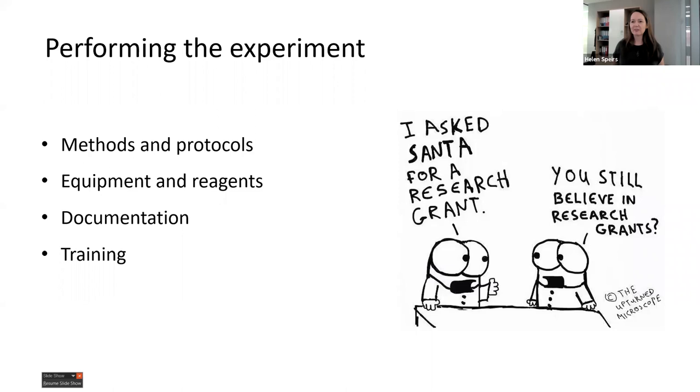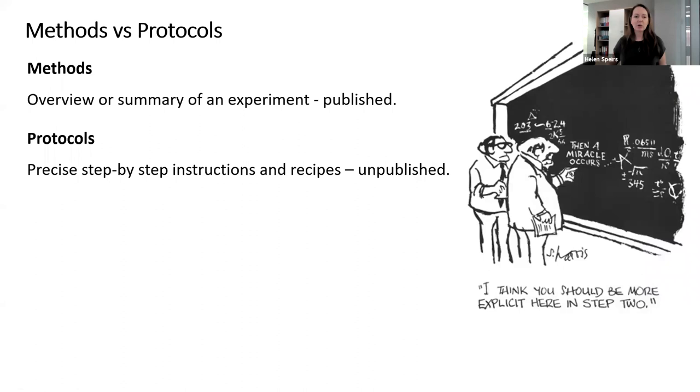So methods and protocols. I think of a method as the thing that's summarized in a paper and published. It's a very high level overview of what you did. A protocol would be a precise step-by-step set of instructions or recipes, and for the most part remains unpublished. So I would pose the question: should we be thinking about publishing these?